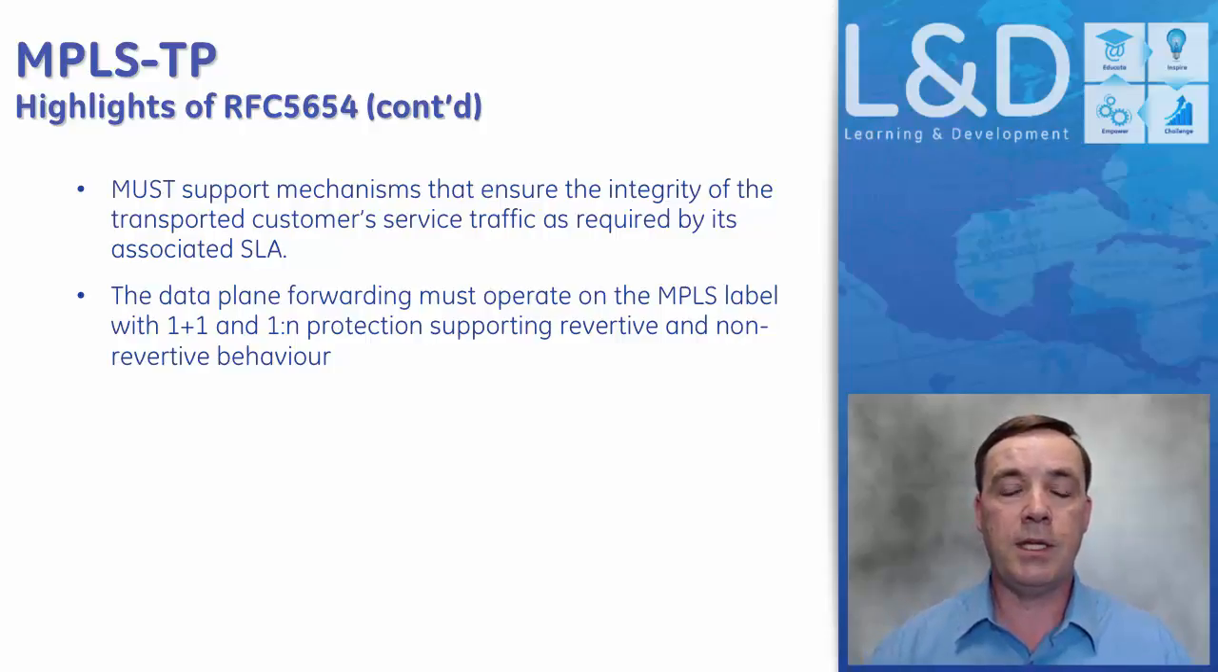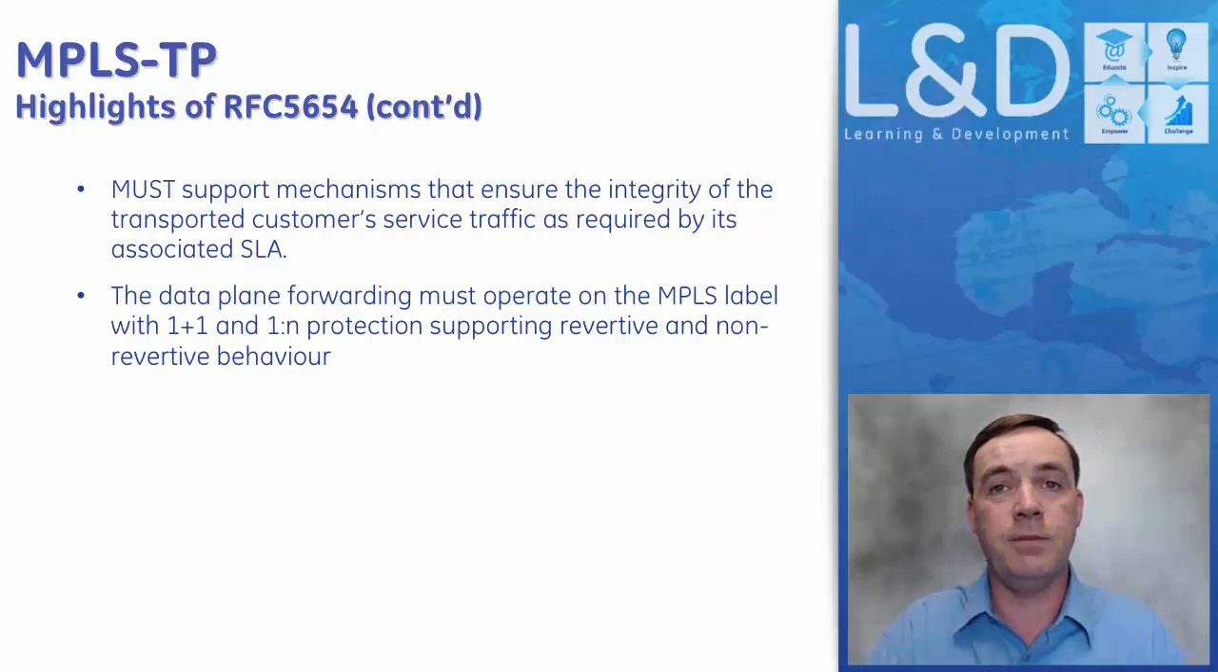1-to-N is your ability to have your primary path carrying traffic and have the secondary, tertiary, quaternary paths available for switching in the event of a failure of the primary path. Now, the ability to switch back to that primary path when it is repaired is called revertive, whereas staying off the primary would be non-revertive. These features are required in MPLS-TP.